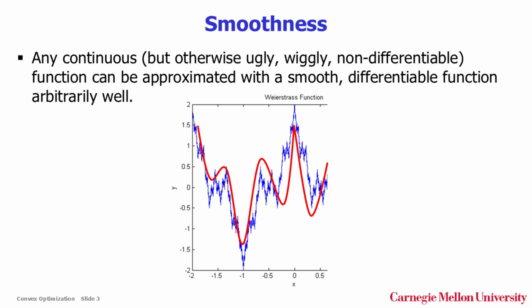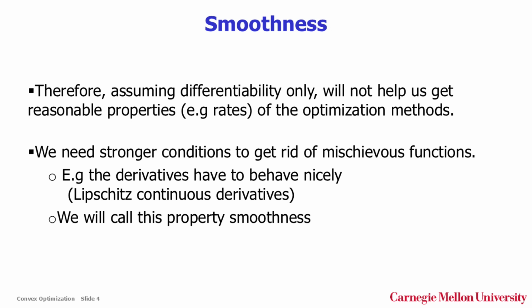Here is an example. The blue function is continuous, but non-differentiable, and it can change very quickly. Still, even this function can be approximated arbitrarily well with this red differentiable function. Both functions can change very quickly, and because of that, both the original blue function and its approximation, the red function, are difficult to optimize. Therefore, assuming differentiability only will not help us get reasonable properties such as good optimization rates.